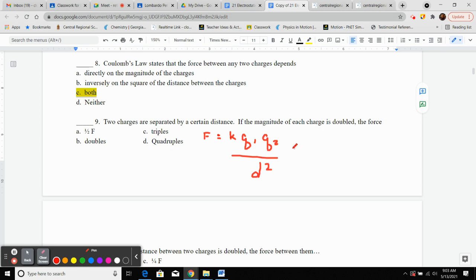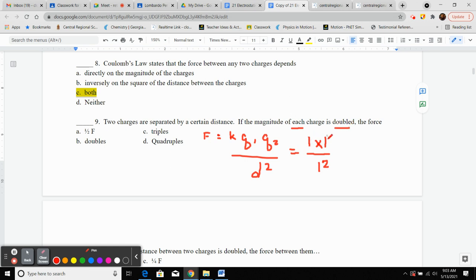So since K is a constant, we don't really pay attention to that. So we're just basically going to say you have the charges on top, 1 times 1, and on bottom you have the distance, which we're going to call a 1, but distance is squared. So two charges are separated by whatever distance. If the magnitude of each charge is doubled, what would the force be?